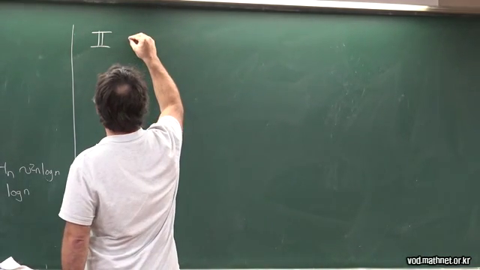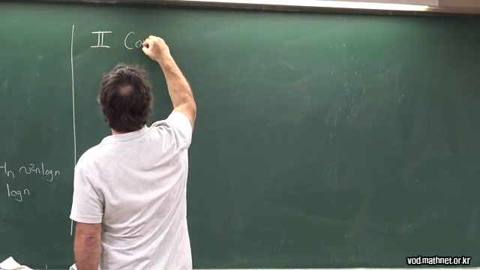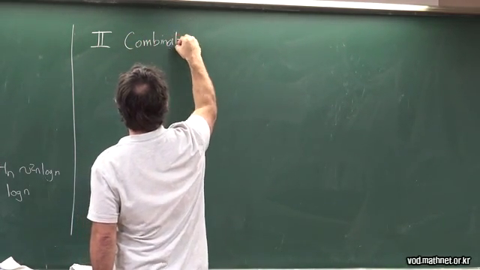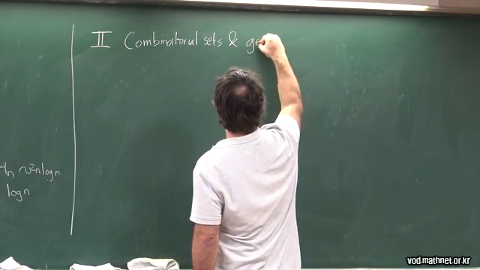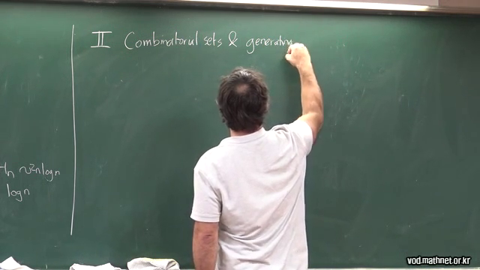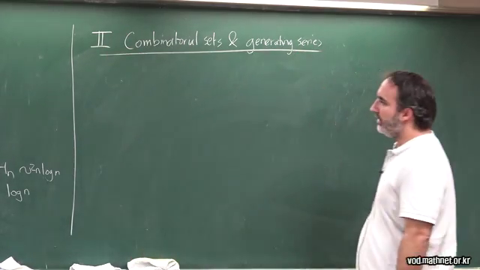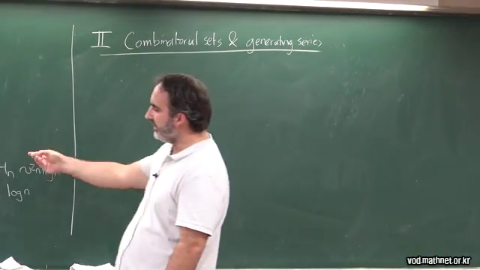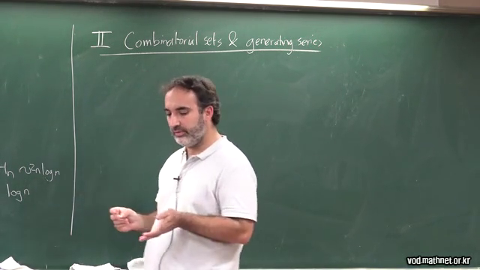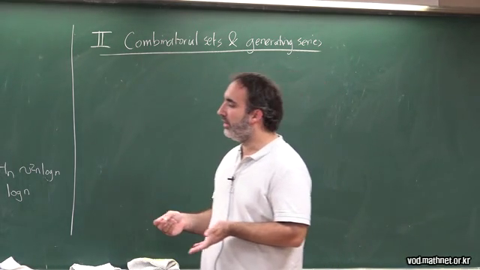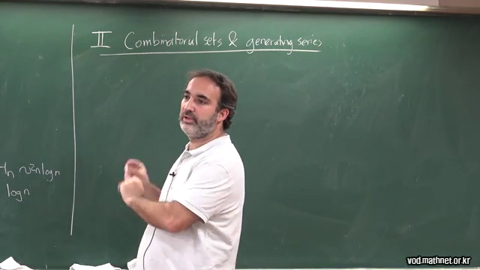Okay, so let's start for real. Combinatorial sets and generating series. Okay, so to try to say something about the average complexity of algorithms, there are basically two ways. Either you do discrete probabilities, or you are using some kind of combinatorics techniques, and this is what I am going to show you now.